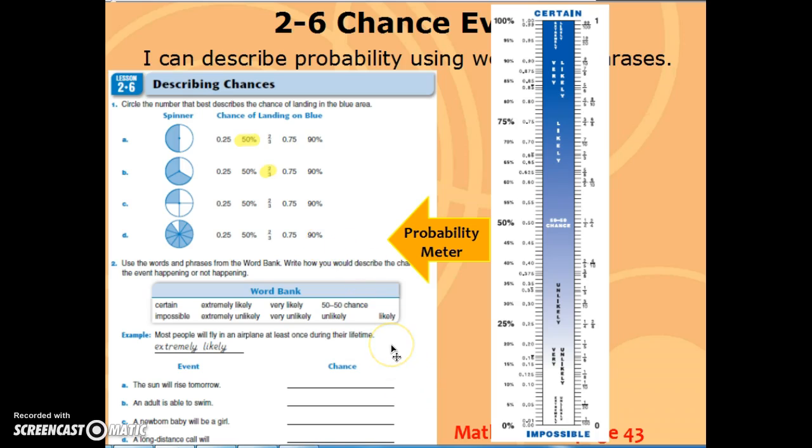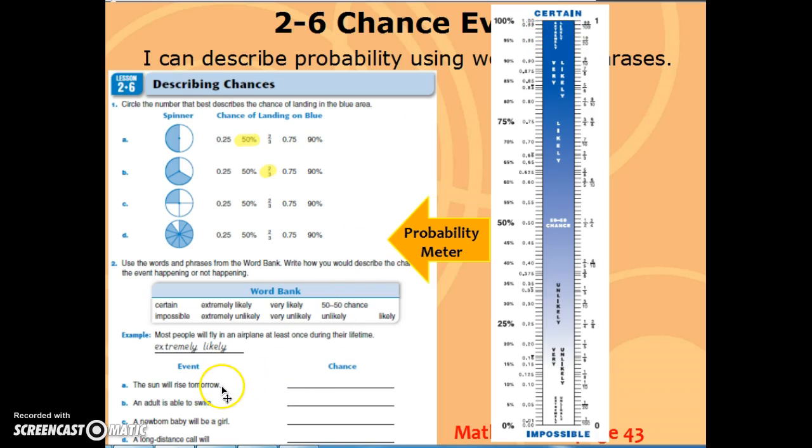Down below, you have some words that we use, and you can see the words right here in the middle of our probability meter. These words help explain the likelihood of an event happening. The example says, most people will fly in an airplane at least once during their lifetime. If we were to ask maybe 100 people if they would be likely to fly on an airplane, we probably would find out that that's extremely likely. Most of those 100 people probably would.